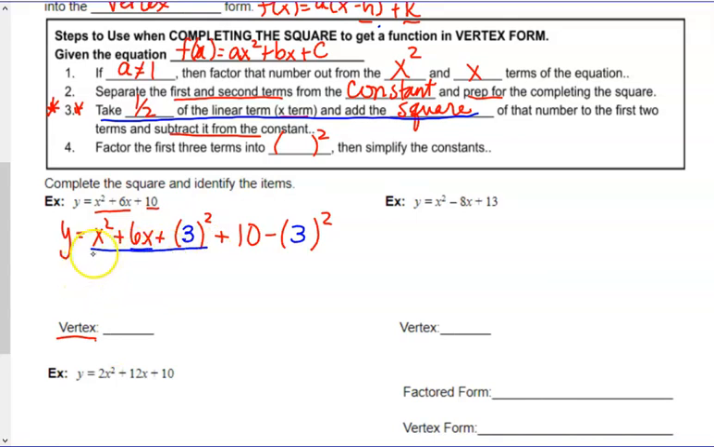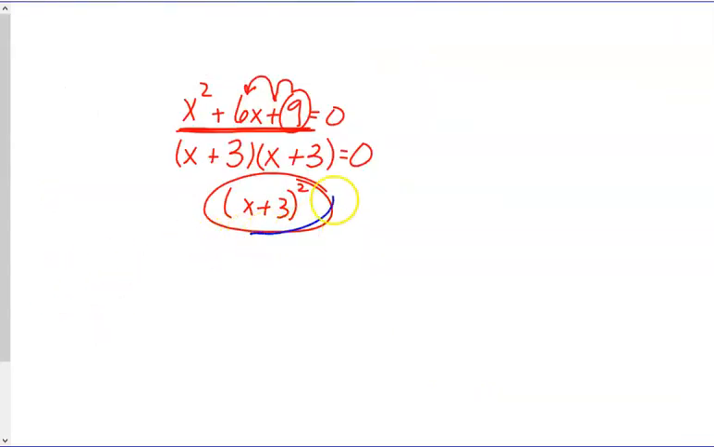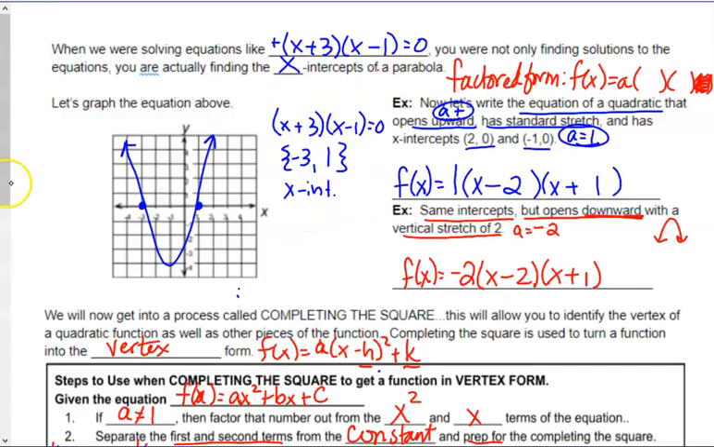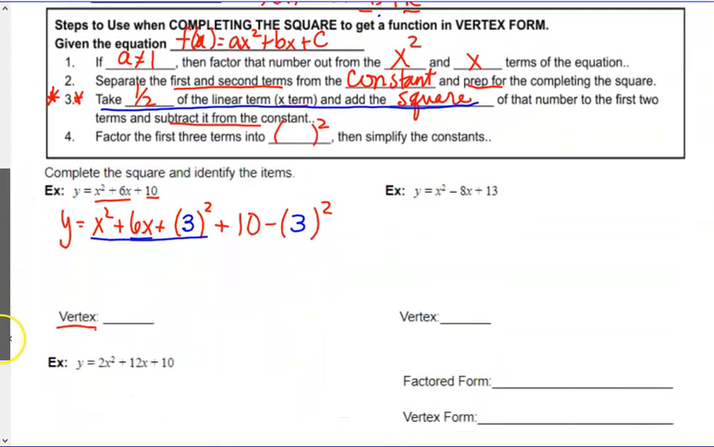I didn't even know it was the same one. X squared plus 6x plus 9. Remember, that went down to what? It went down to that x plus 3 squared. It will do that every single time on the completing the square, and here's the pattern.